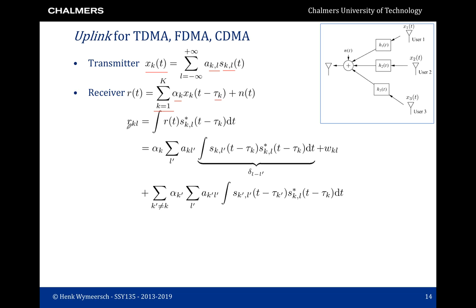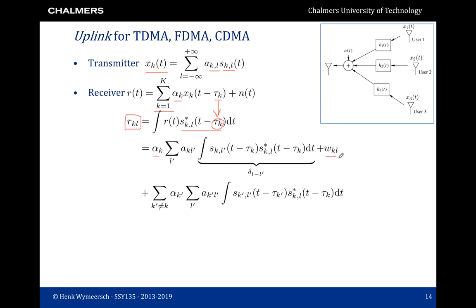We again project, so if we want to recover the l-th symbol of user k, we will compute RKL by taking the waveform and projecting onto SKL of t minus tau k. Note here that we must account for the delay of user k in the projection operator. We substitute back all of the waveforms and we find again three terms. The first term relates to intersymbol interference. We see that this first term is 0 when L is different from L prime, and only L equal to L prime remains, so we recover AK times AKL. This is the first term.